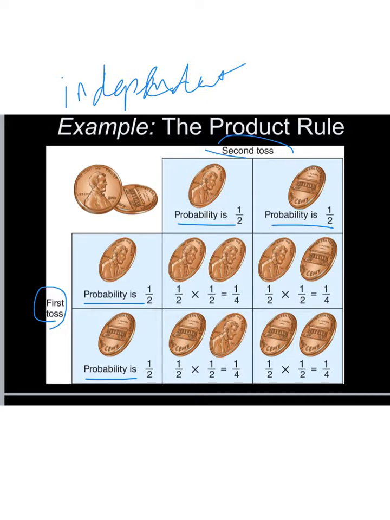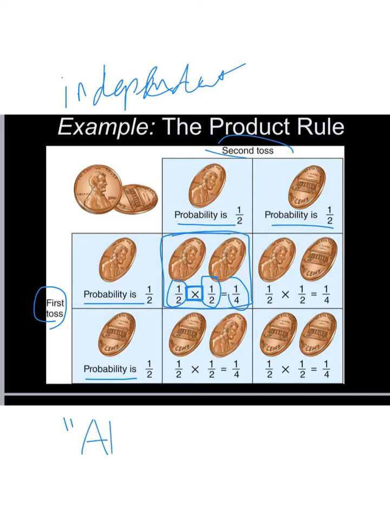And so if I were to ask you, what is the probability of landing on heads on the first toss and landing on heads on the second toss? Well, we would look at this square right here. So the probability of getting heads the first time is 1/2. The probability of getting heads the second time is 1/2. And because this is the product rule, because they are independent events, we multiply those things. So when we multiply 1/2 times 1/2, we get 1/4.